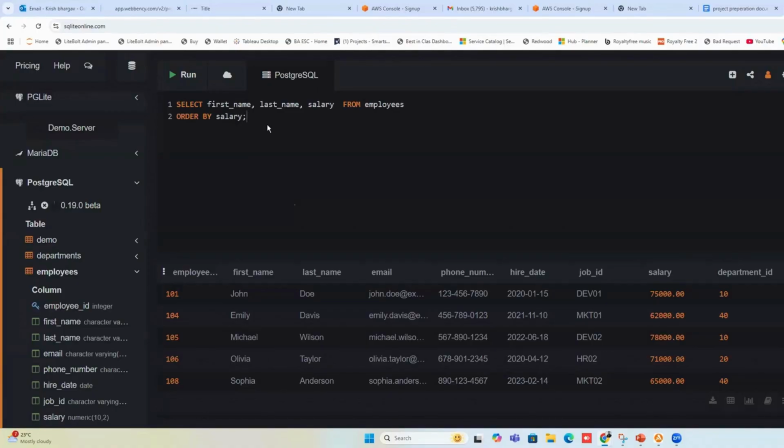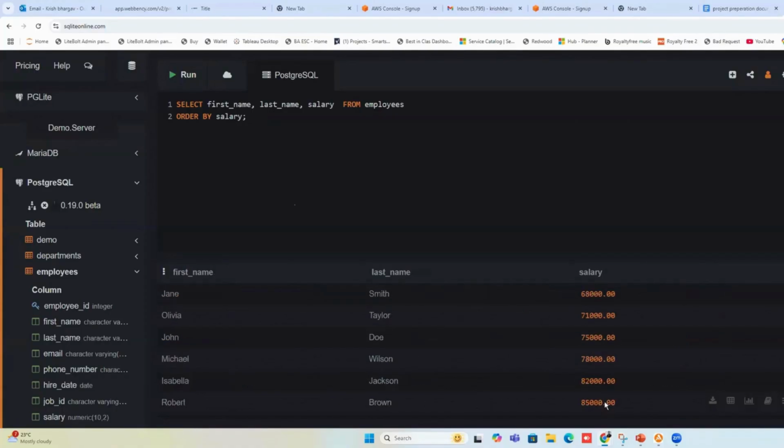Now, if I want to sort the data in a specific order, all right. Let's say I'm selecting first name, last name, salary from employees, and I'm ordering by salary. By default, it does ascending order. All right, when I run this, you see all the lower salaries will be on the top and the highest salary will be at the bottom.